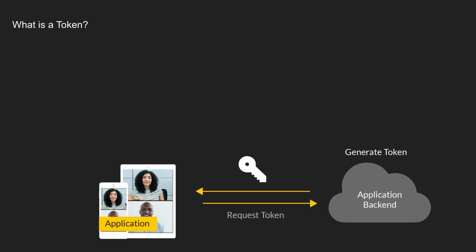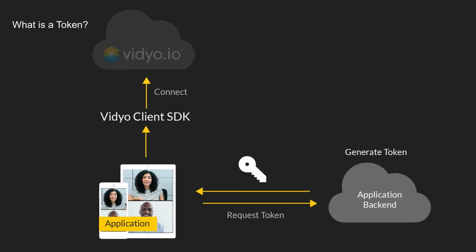Once you generate a token, you pass it back to your client application, and that will make a connect call to our Video Client SDK, and that in turn will connect to our Vidyo.io service, where the token is validated, and upon success, it will join your customer into a video conferencing call. Let's look at how we generate this token.